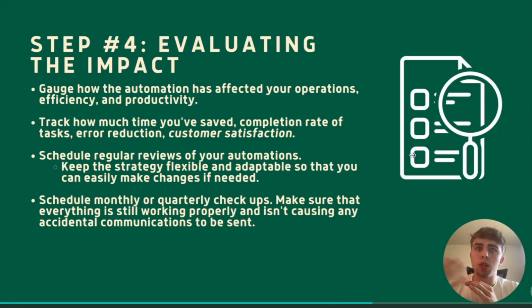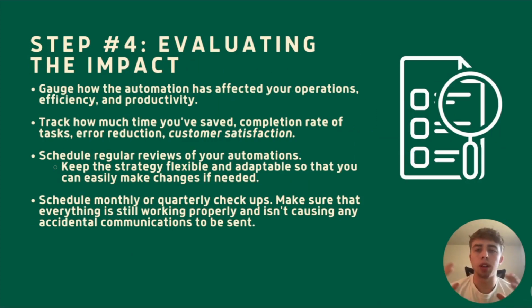Okay, so once you've actually implemented your automations and they're running smoothly, step 4 is to evaluate the impact. Now, this isn't a part of actually setting up your automations. It's really just seeing how efficient you have become because you've automated these tasks. So really the goal of automations is to make you and your business more productive and more professional. So track how much time you've saved.